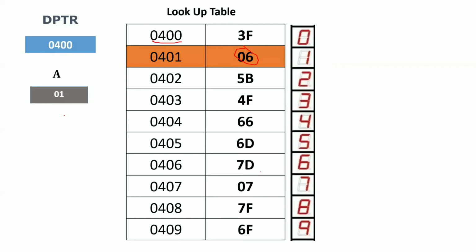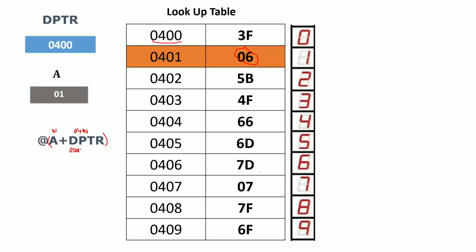Now we are doing something magic. This is called indirect addressing. See here, @A+DPTR, there is the @ symbol. Now what is the value of A? 01. What is the value of DPTR? 0400. Add the two numbers, 0401. So @A+DPTR becomes, actually A plus DPTR, where A means 01 and your DPTR consists of 0400. Now if you add these two numbers, what is the value you will get?